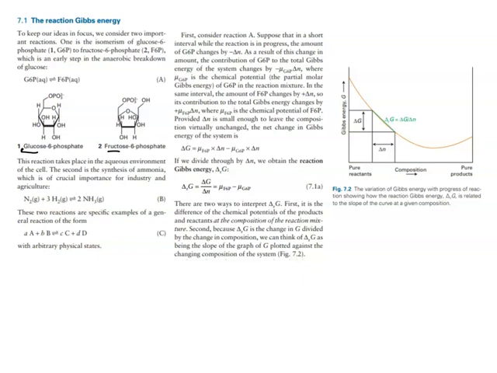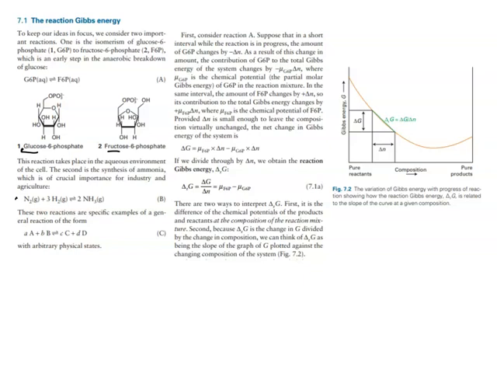The second is the synthesis of ammonia, which is of crucial importance for industry and agriculture. So for the synthesis of ammonia, you can see that we have nitrogen gas plus 3 equivalents of hydrogen gas yield 2 equivalents of ammonia gas.